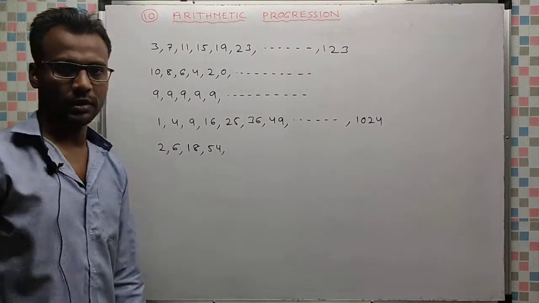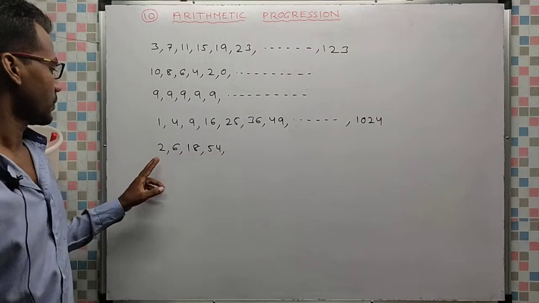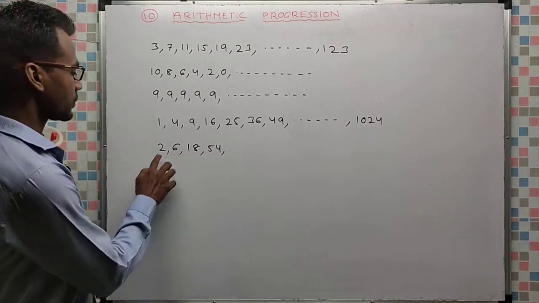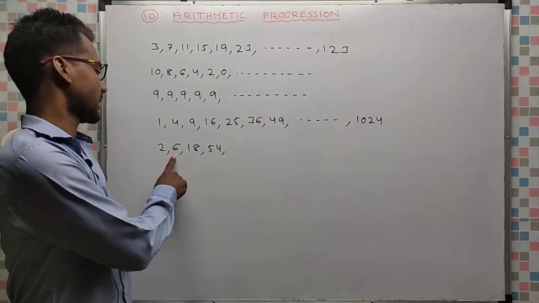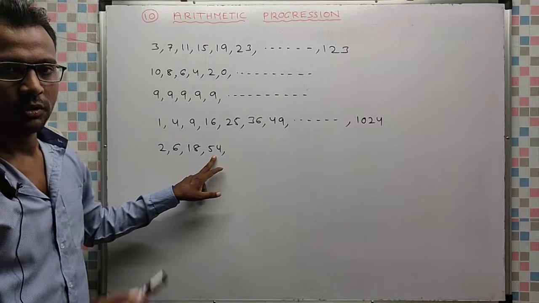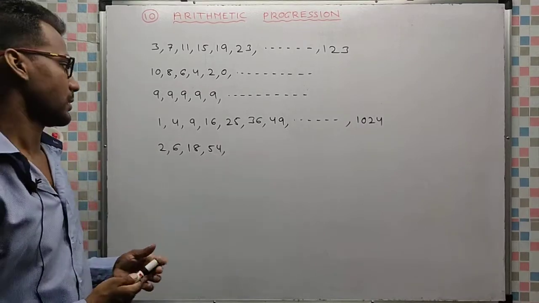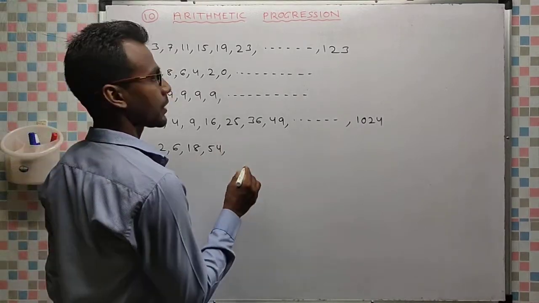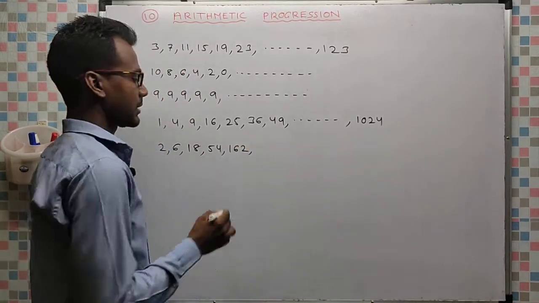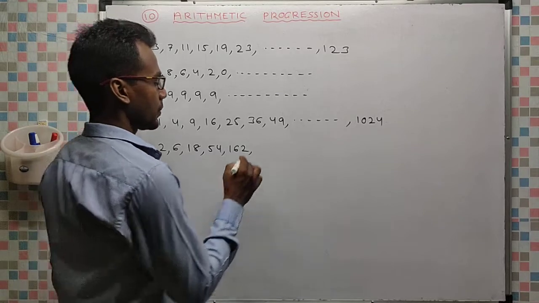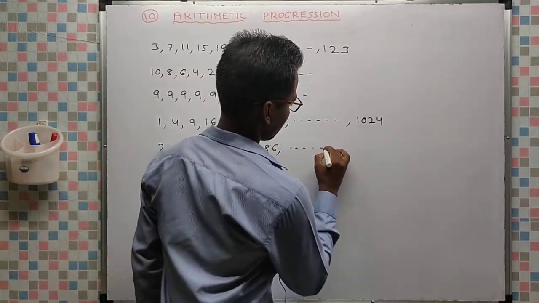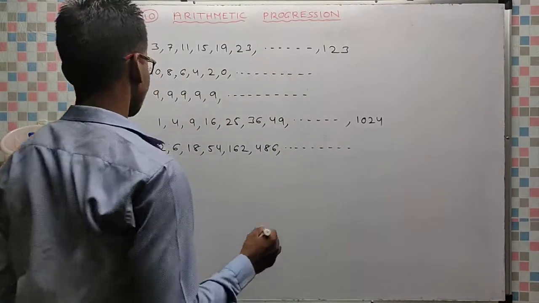Try to understand the rule in which I have written these numbers. 2, 6, 18, 54. 2 into 3 is 6. 6 into 3 is 18. 18 threes are 54. So I am multiplying by 3. So 54 into 3 will be 162. Then 162 into 3 will be 486. It will continue.